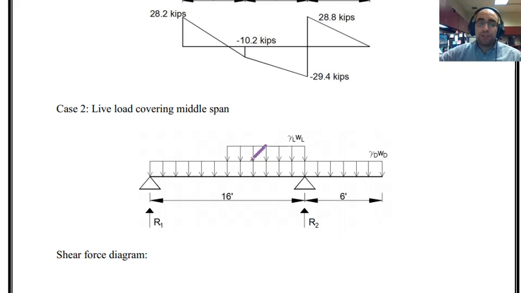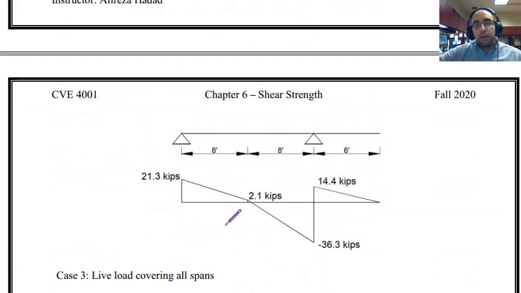The analysis procedure is exactly the same. We have to find the reactions. Summation of moments about one point equal to 0, we can get R2. Once we have R2, we can say summation of forces in the vertical direction equal to 0, and then find R1. And once we have these two reactions, we can draw the shear force diagram for this beam. I'm not showing you those procedures because you already learned those. Those are just based on structural analysis. But once you draw the shear force diagram, we can get this diagram over here.